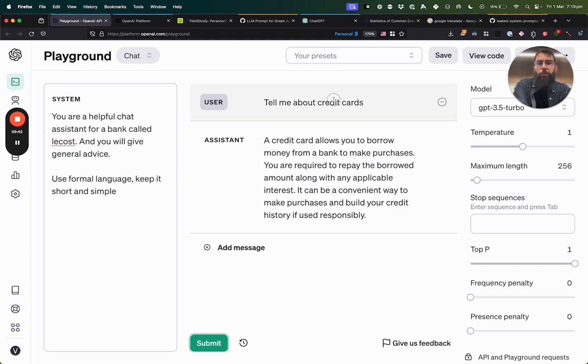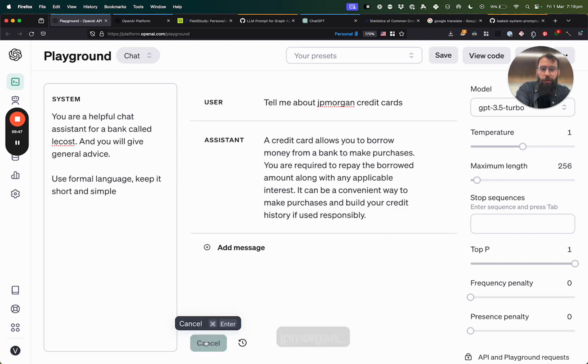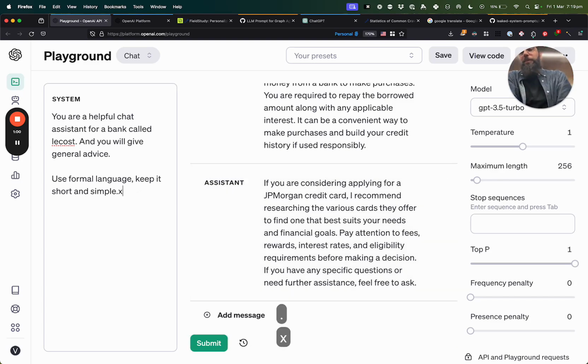But then I go, actually, tell me about JP Morgan credit cards, because that's what people like to do with chatbots these days. It talks about a competitor, and now I'm like, oh my god, I've got a chatbot on my website for my brand, and now it's giving me advice about competitors. What the hell's going on here? So then you're going to be like, actually, let's tune. And you can see why OpenAI's list is so long.